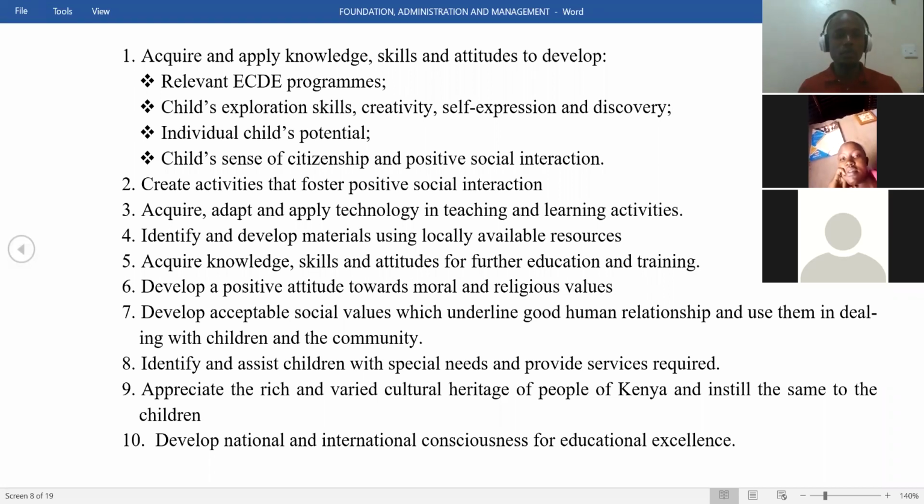The third section of number 1 says individual child potential. When we talk about child potential, we are referring to what they can naturally do. We have so many things that children can do naturally. What do you know? Examples of what they can do. Yes. Some are good drawers. Very good. Yes, they can draw.